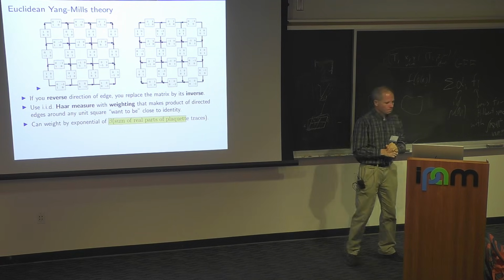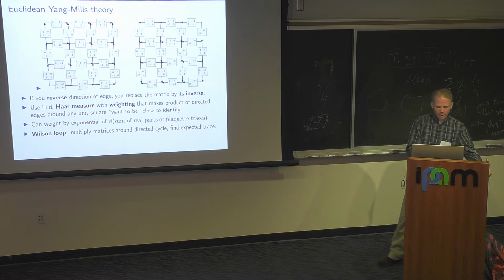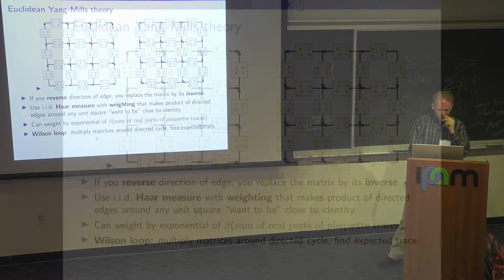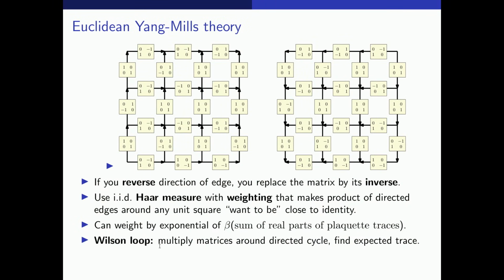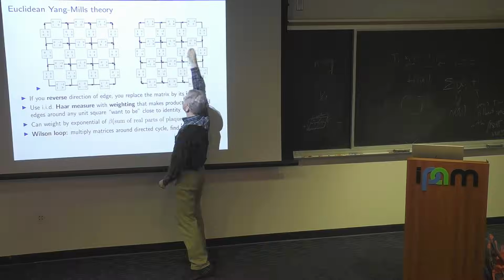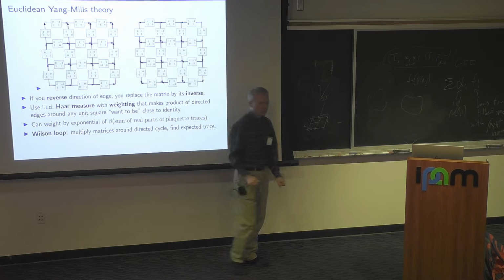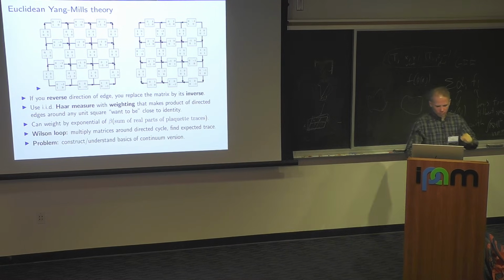That's the weighting. The question is, if you do that weighting, you can take a Wilson loop, a big loop, and ask what is the expected product of the matrices around that loop. The problem is to construct and understand the basics of a continuum version of this in 4 dimensions.